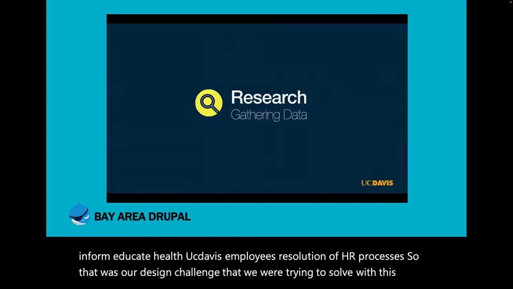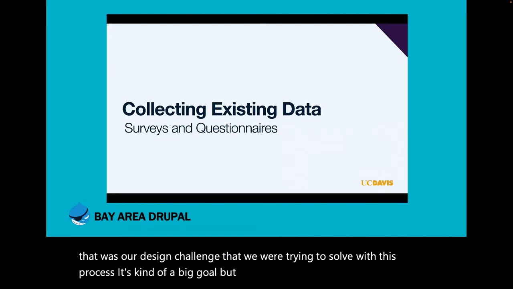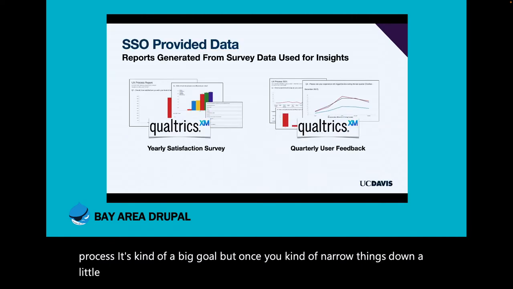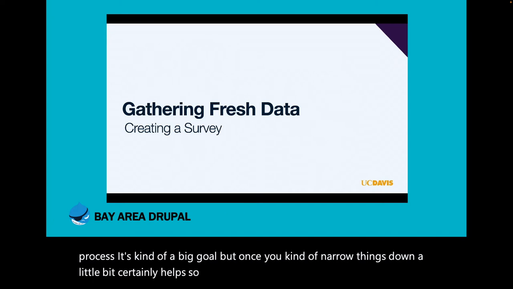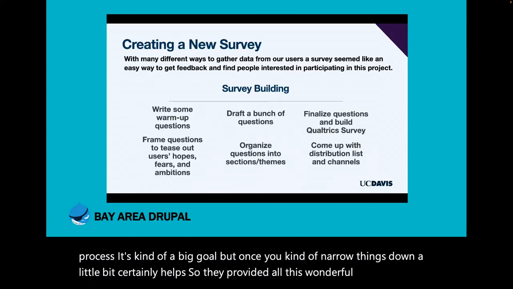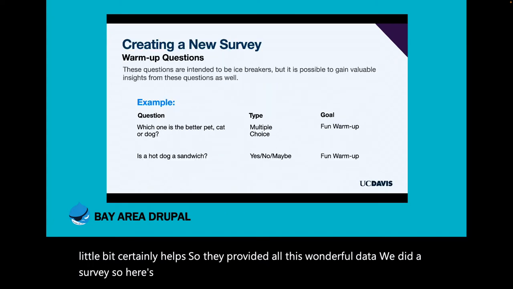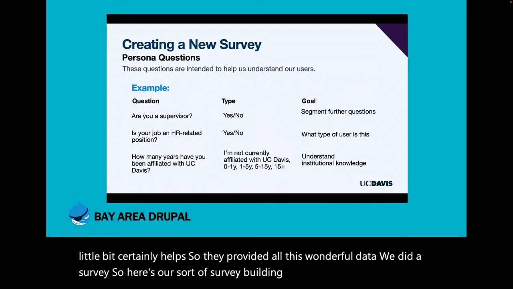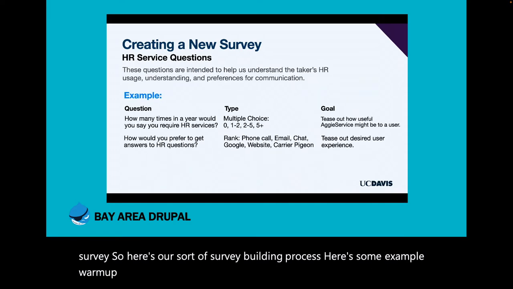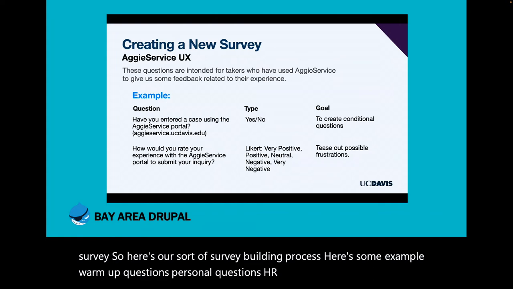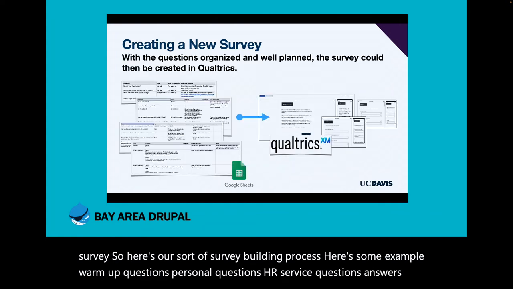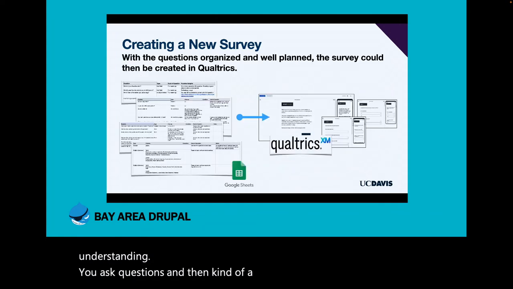It's kind of a big goal, but once you narrow things down a little bit, it certainly helps. So they provided all this wonderful data. We did a survey, so here's our survey building process. Here are some example warm-up questions, persona questions, HR service questions, ag service understanding, UX questions, and then a participation and wrap-up question, any comments for us sort of thing.